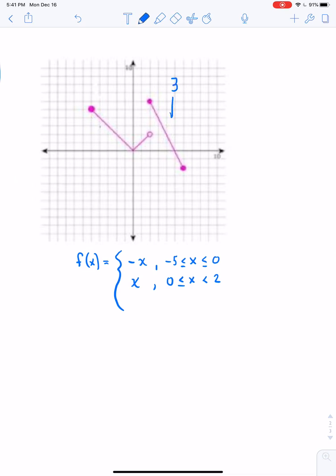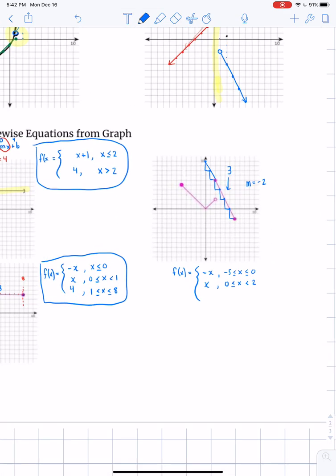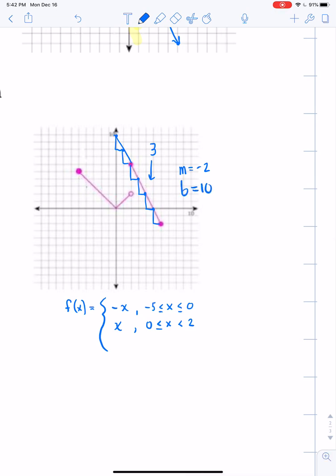Line number 3. What would be the equation of this line if it was a normal line? It looks to me like this slope is negative 2, because it goes down 2, right 1, down 2, right 1, down 2, right 1, down 2, right 1. So the slope is negative 2, and it doesn't really have a y-intercept, but if it did, it would be right there at 0, 10. So the y-intercept would be 10. So the equation of that line would be negative 2x plus 10.